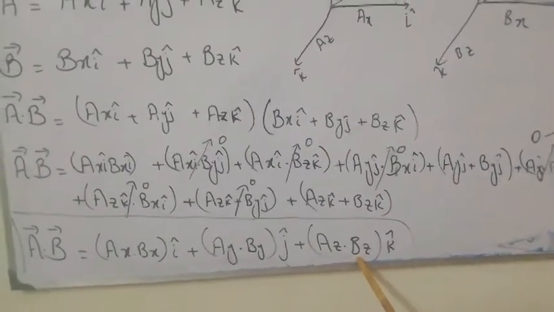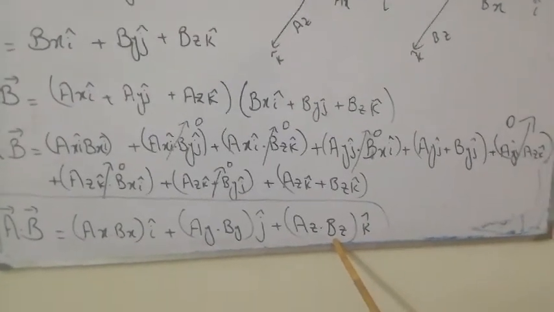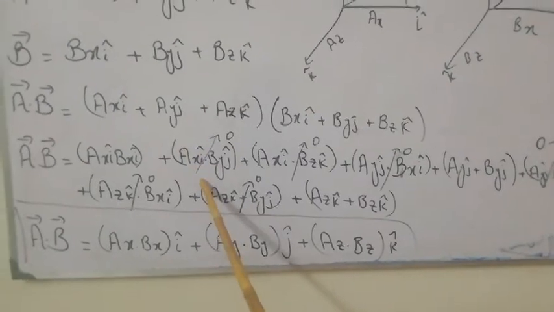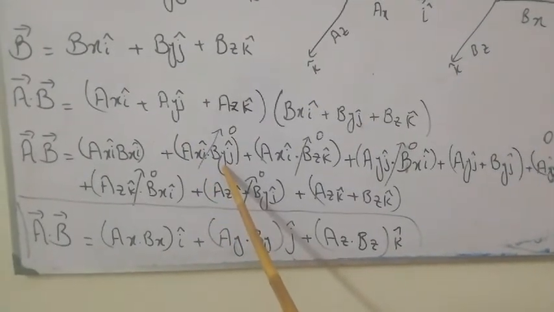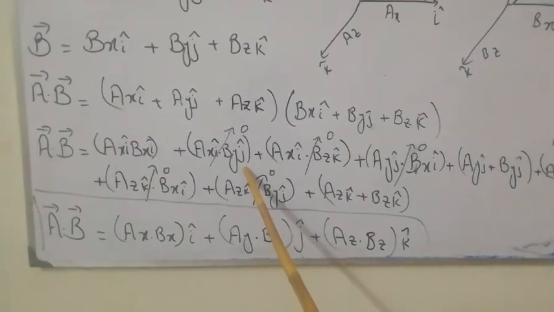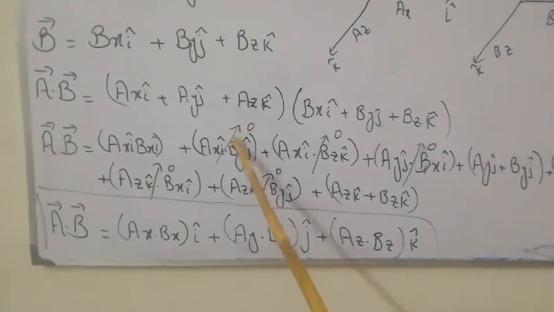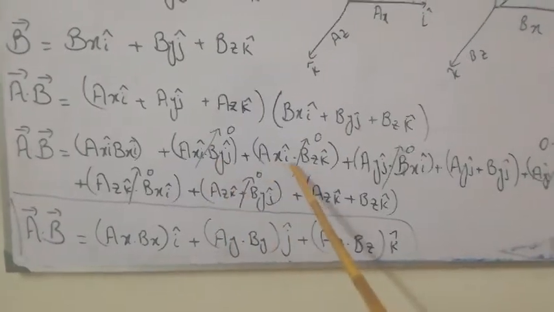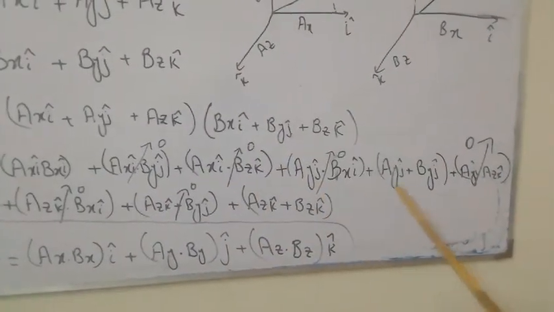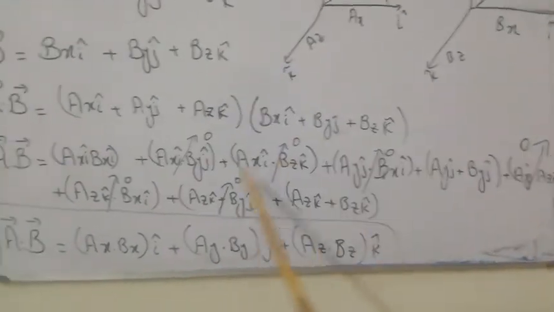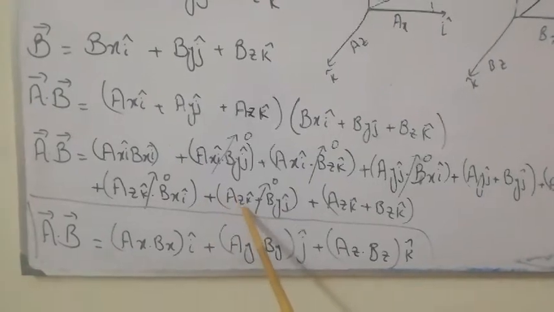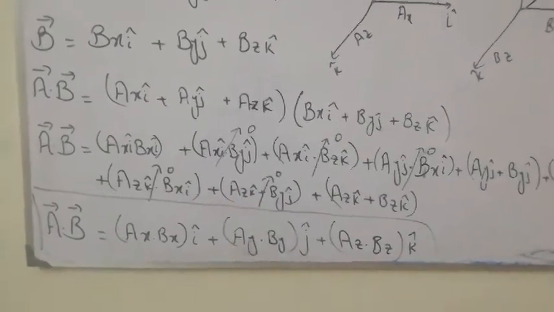But all of the remaining terms will get 0 because of the 90 degree angle. When Ax multiplies with By, the angle between I and J is 90 degree and cos 90 is 0, so this whole term will be 0. Similarly, this will be 0 due to 90 degree, this will be 0 due to 90 degree, this will also get 0, and these two will also get 0, because they make an angle of 90 degree and cos 90 is equal to 0.